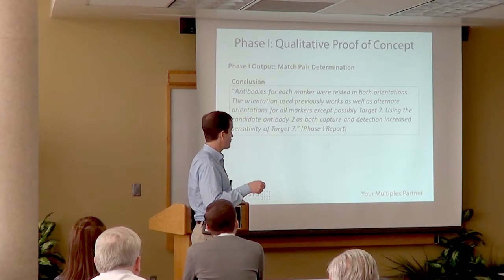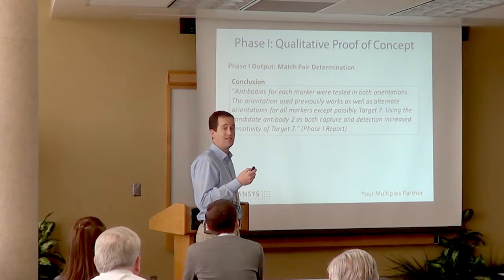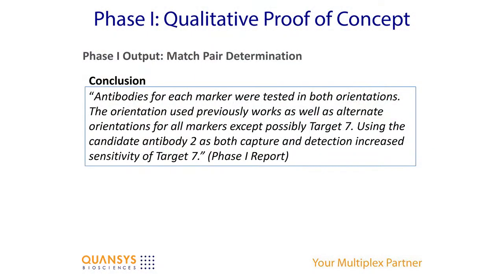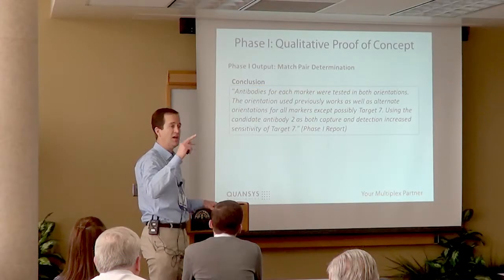We went through and screened the antibodies they gave us. This is from our phase 1 report. Antibodies for each marker were tested in both orientations, meaning they gave us a capture and detection from their assay. We took those in, we didn't believe them, and then one would work better as a capture and detection, so we tested them in both orientations. The detection is a capture and the capture is the detection.